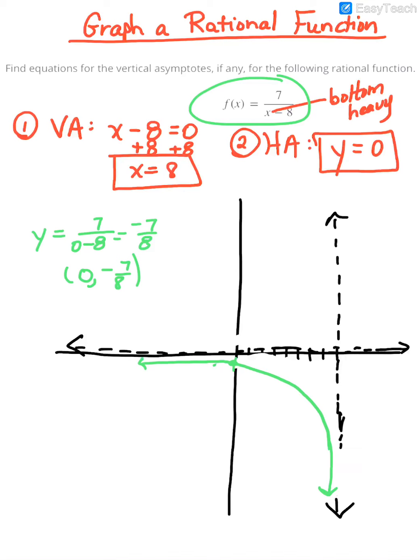Okay, so then you need to figure out on the right-hand side where that piece is going to be located. So we need to plug in something bigger than 8, and we could plug in 9. So y equals 7 divided by 9 minus 8, which would just be 7 over 1, or simply 7. So we would have the point (9, 7), which would be somewhere up here. Given that fact and our asymptotes, we've got a piece that would look something like that. So that would be the rough graph of that rational function.